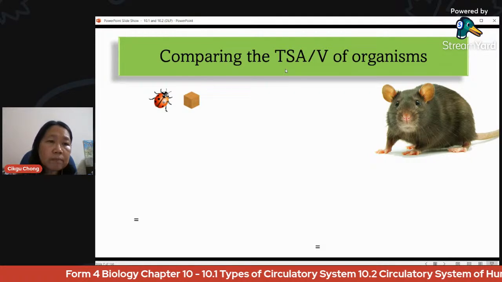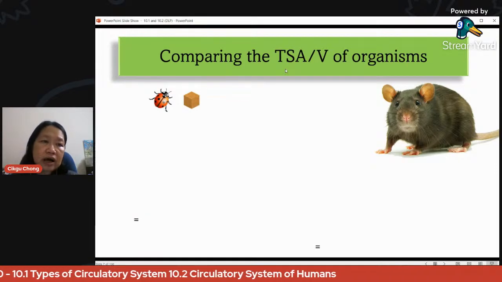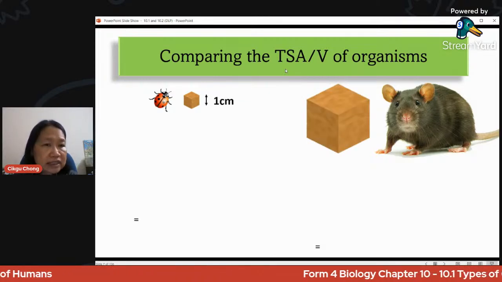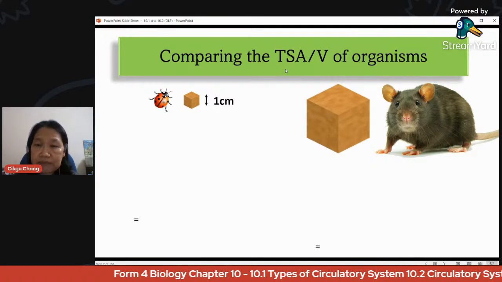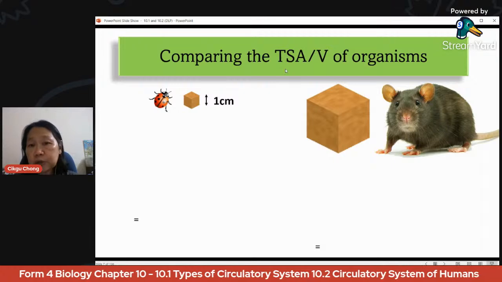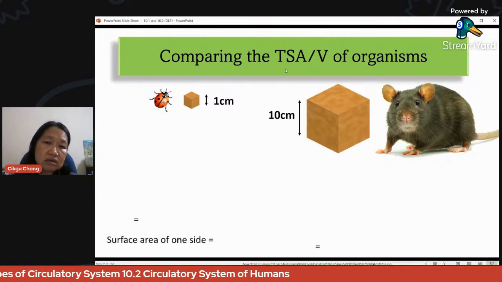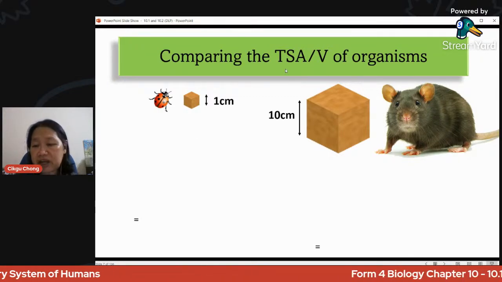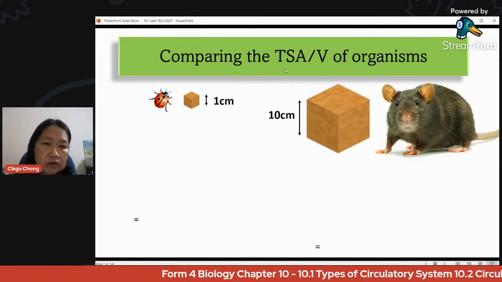Let's look at, we compare it, we use this small little cube to represent the ladybird. Let's say this cube has a dimension of 1 cm in length and 1 cm in height, 1 cm in width. And we look at one bigger cube which has a dimension of 10 cm in height, 10 cm in length, and 10 cm in width to represent the rat. So now let's count the TSA per V of both of these organisms.